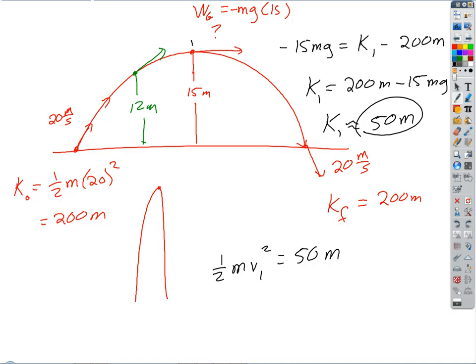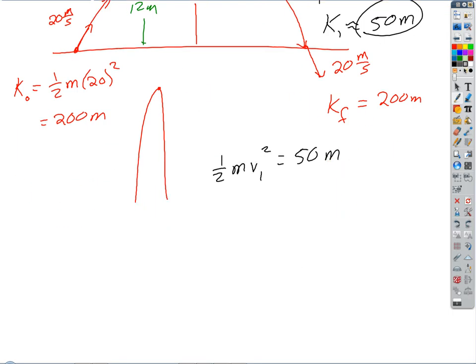Okay, so then the masses cancel, and that's convenient. And now I can solve, if I multiply each side by 2 to get rid of the 1/2, don't I just get v1 squared equals 100 in standard units? So what's v1? 10.